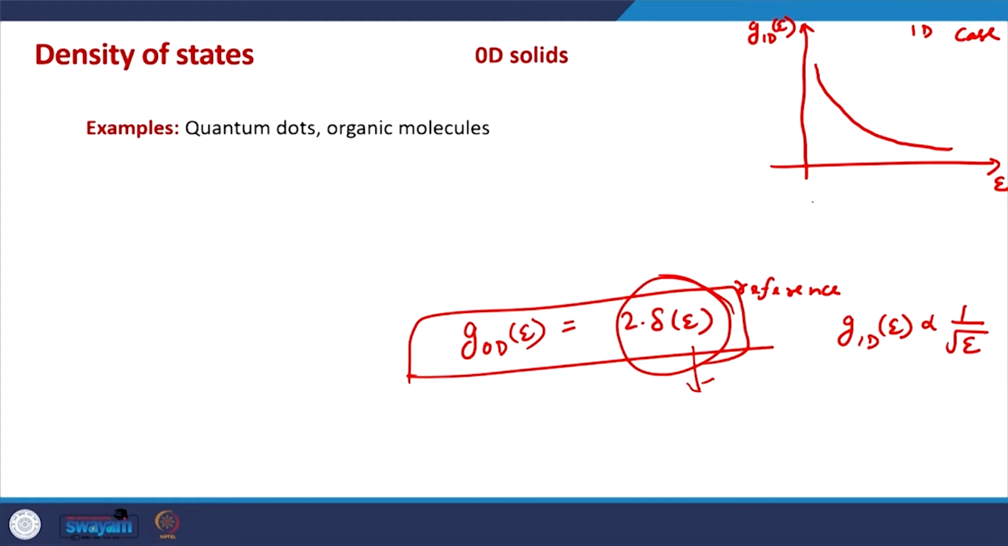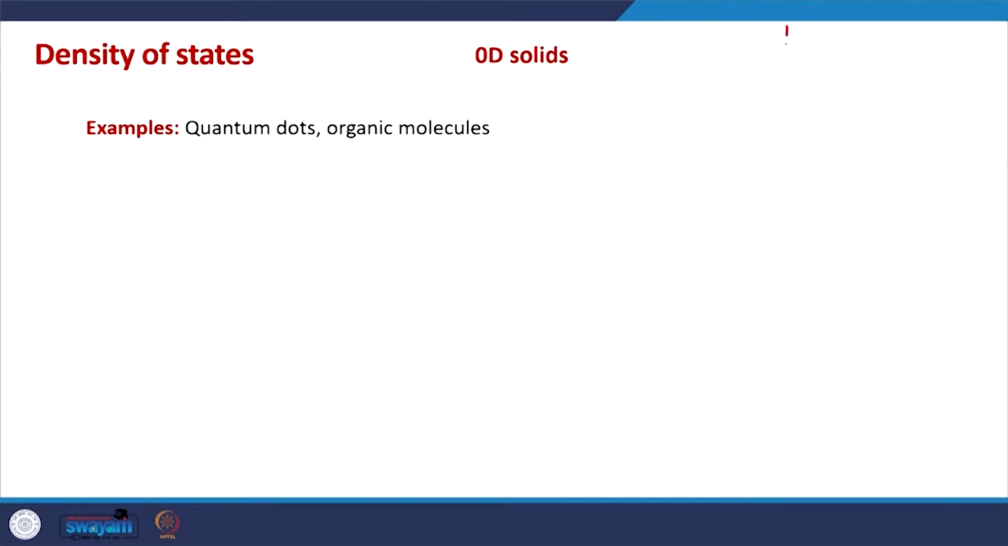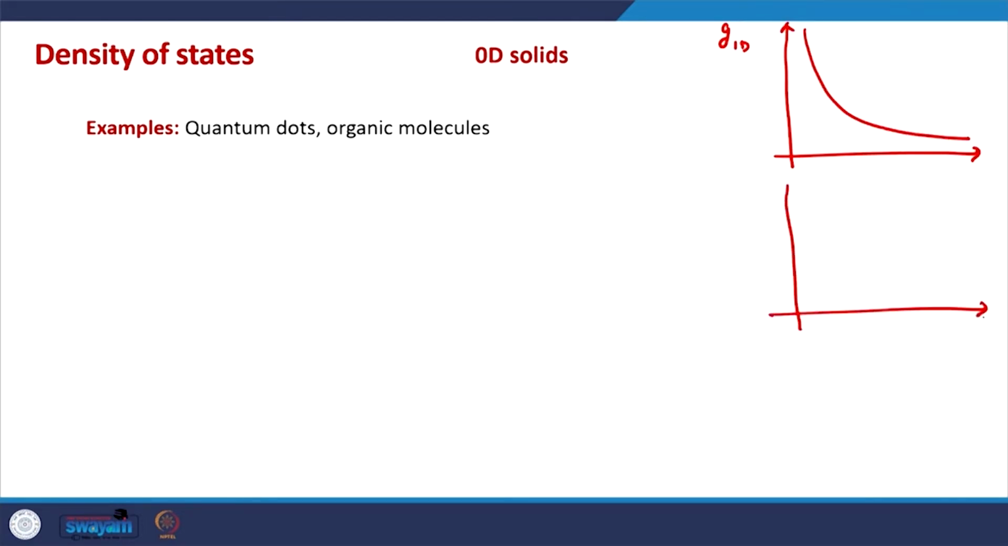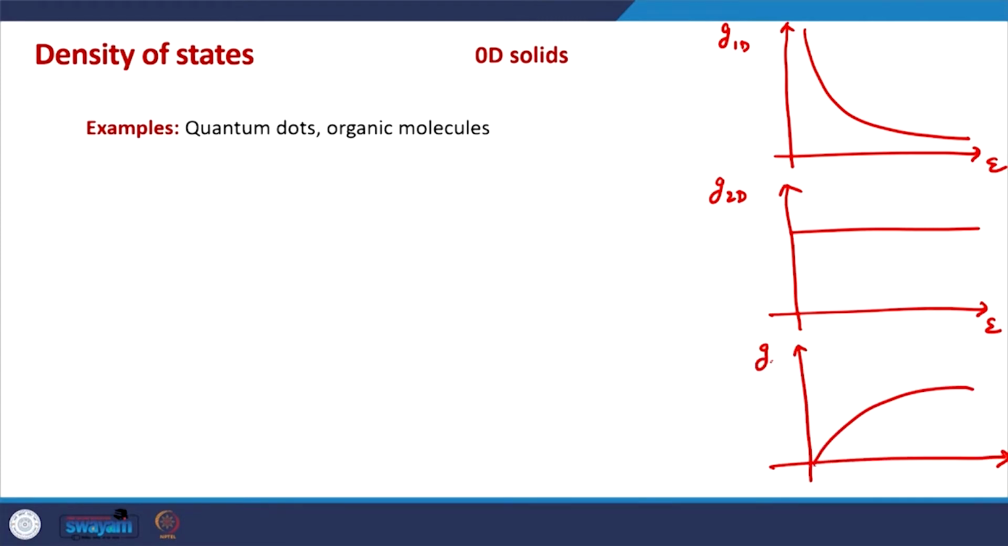And if you recall, for the 1D case it is like this. For the 2D case, G of E as a function of energy is constant. For the 3D case it is an increasing function, G3D of E, and for the 0D case it is just a delta function.